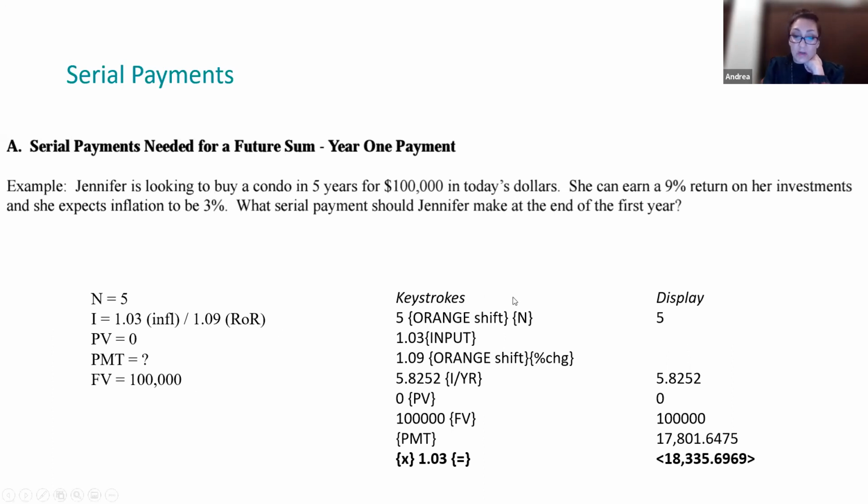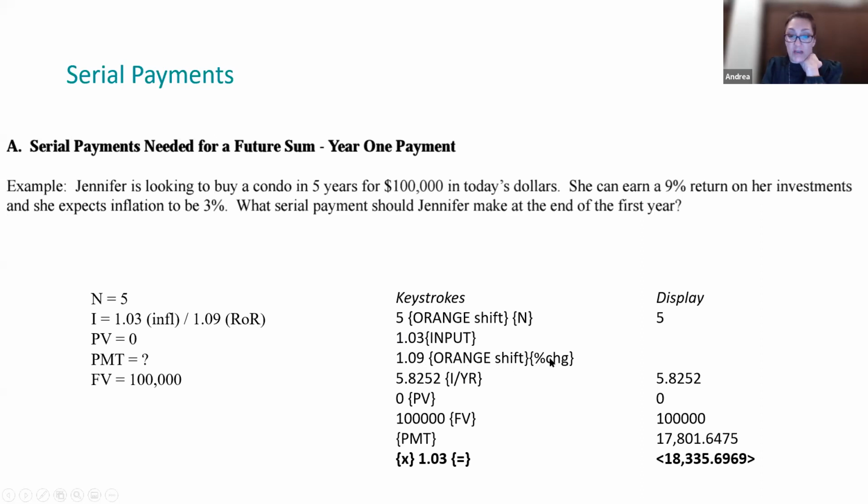So our keystrokes, we're going to be back in end mode. All right. So it's 5 years, 5 shift N for 5. We're going to input our inflation adjusted rate of return. So the inflation in this one is 3%. So 1.03, we're going to do our input button.